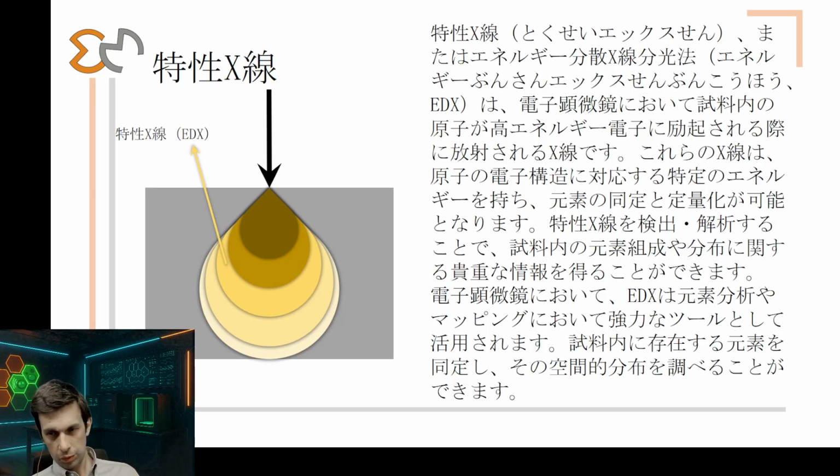The next type of emission is the characteristic X-rays. Characteristic X-rays are collected by a specific detector, and they give information about the atoms that are present inside of the material. They have specific energies that depend on the structure of the atoms. So depending on how heavy, how big the atom is, these X-rays come back with a specific energy.